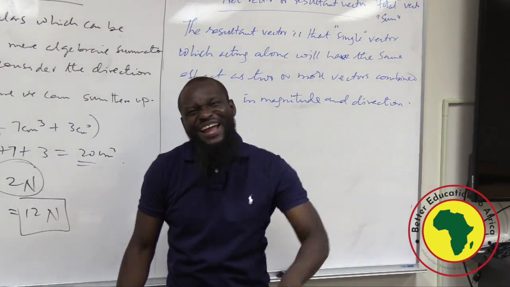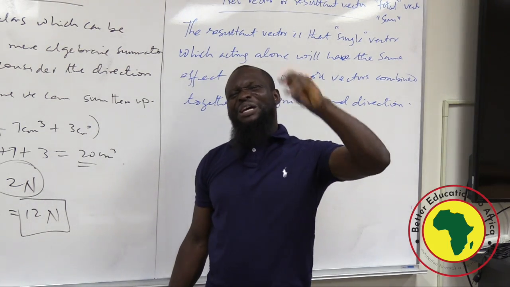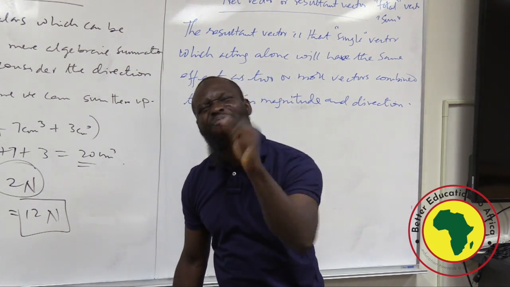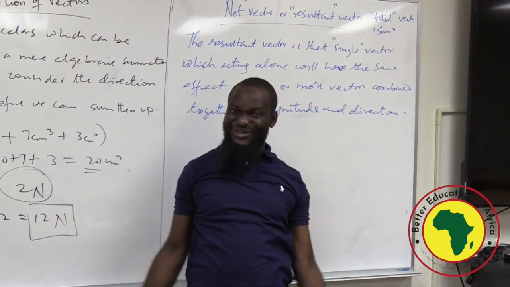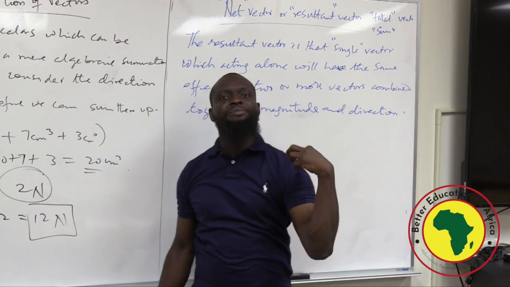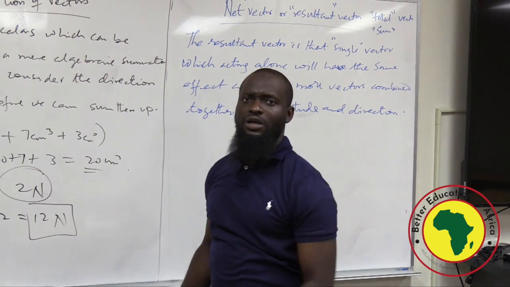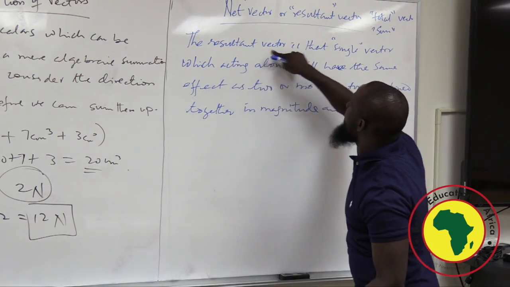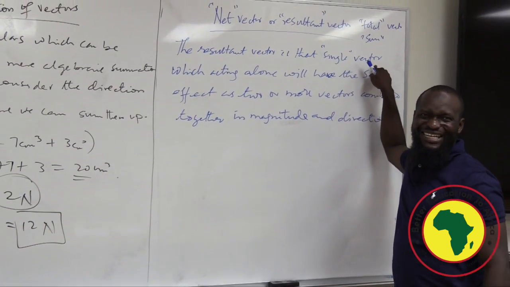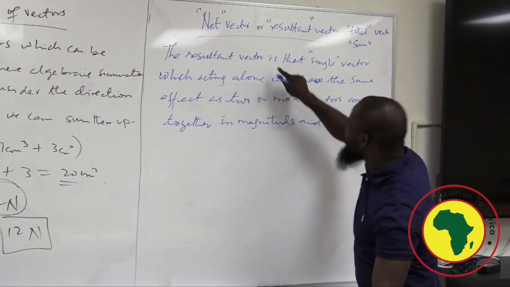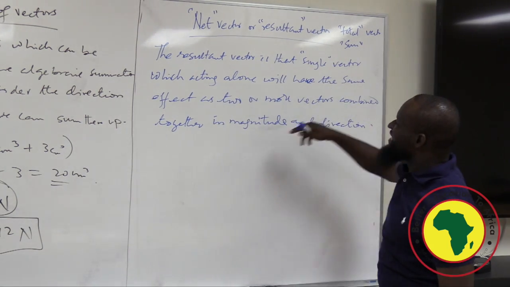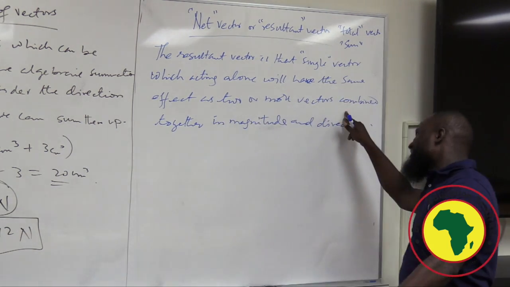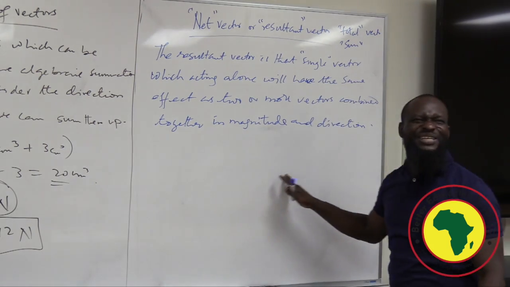Now, I am defining resultant vector, not resultant force. Resultant force is just an example of a vector. I'm defining the whole family of vectors. So if somebody asks me, what is a resultant force? I will just replace vector with force. The resultant force is that single force which, acting alone, will have the same effect as two or more forces combined together in magnitude and direction.